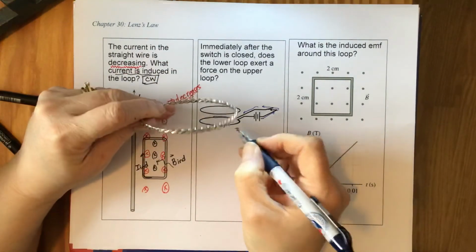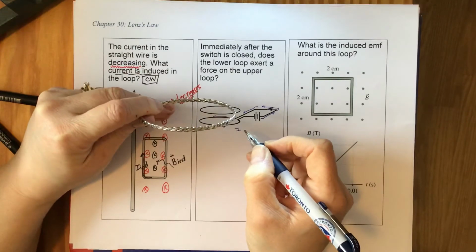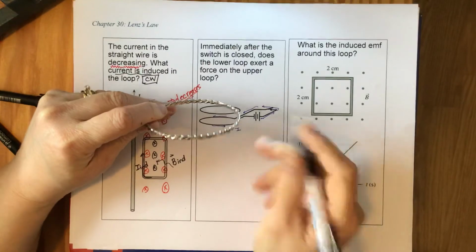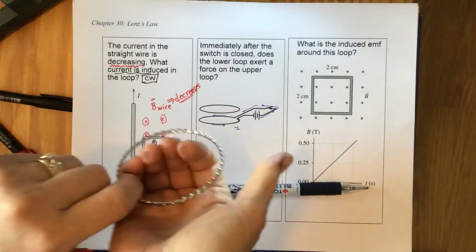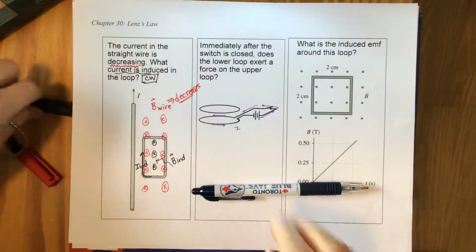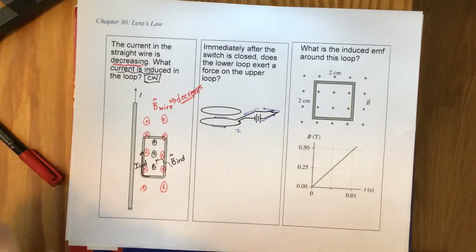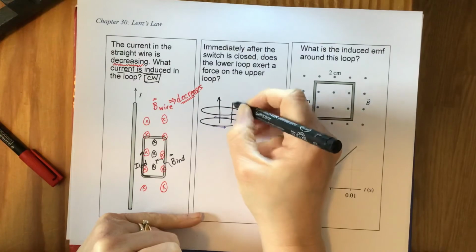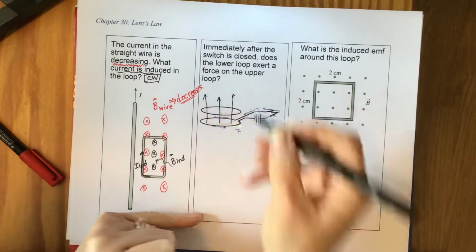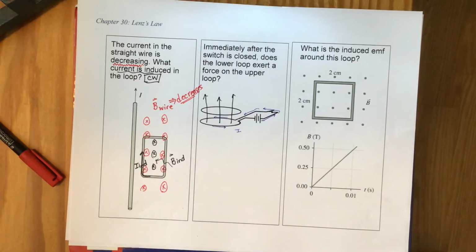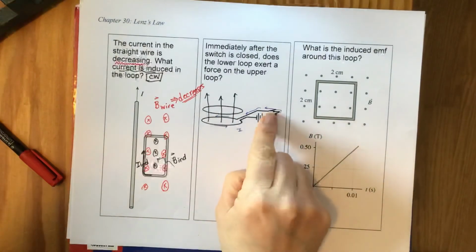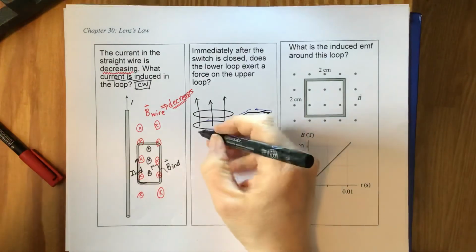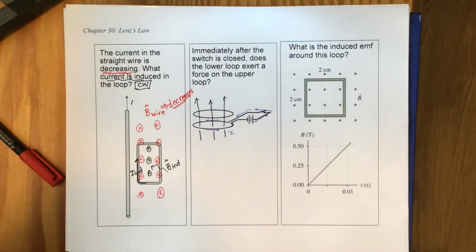Well, if the current is flowing, this is a current loop. We know that current loops make magnetic fields. And the direction of that magnetic field, the current comes around like this. The direction of the field is going to point up. So this loop is going to make a field that points up. Okay, so there's our magnetic field. So we close the switch, we turned on the current, that created the field that pointed up. So now we ask, what happens in this upper loop?